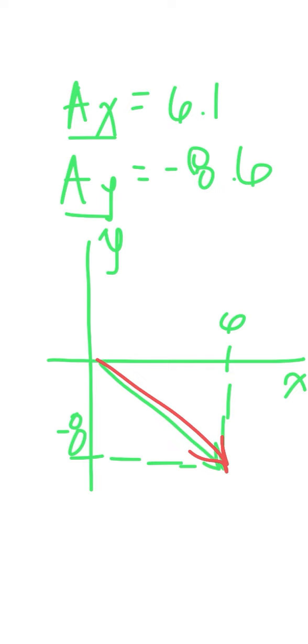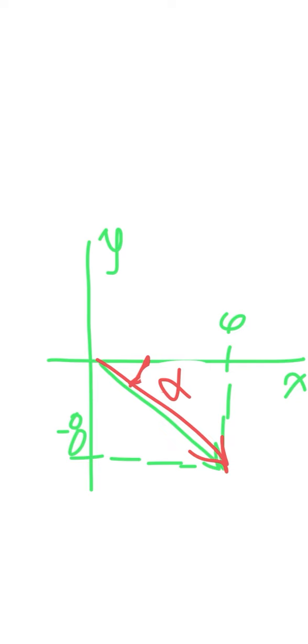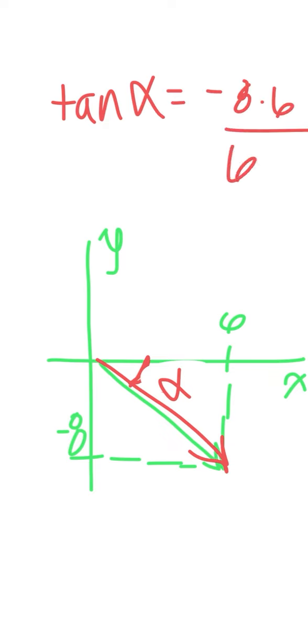Now we need to find this angle first. We need to find this angle in order to see the angle that's measured counterclockwise from the x-axis to the vector. So to do this, first we need to find the tangent of the angle. And this is going to be negative 8.6 over 6.1. So the angle is 54 degrees once you solve this.